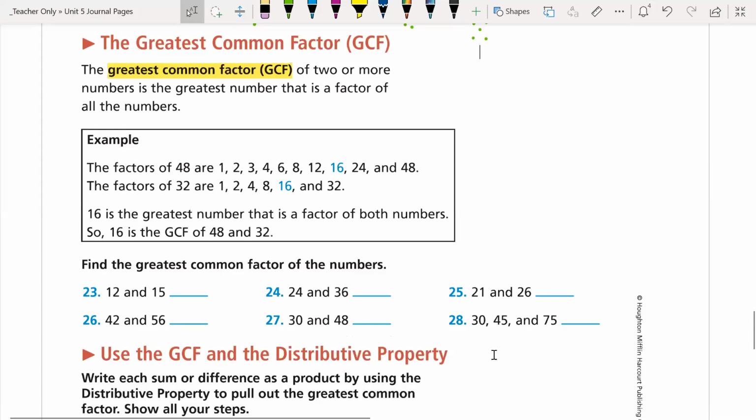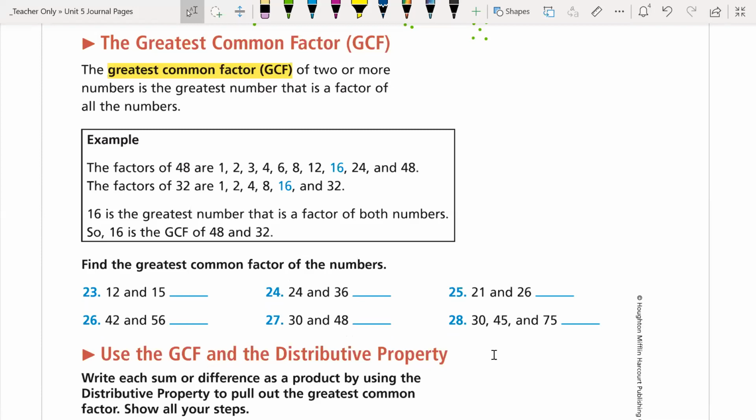Greatest common factors, we talked about this, and these can be really tricky and difficult. We've worked a lot with least common factor in 4th and 5th grade, and now I'm asking you to do the greatest common factor so that you can do all of that backwards.